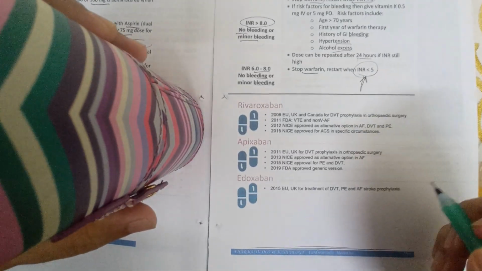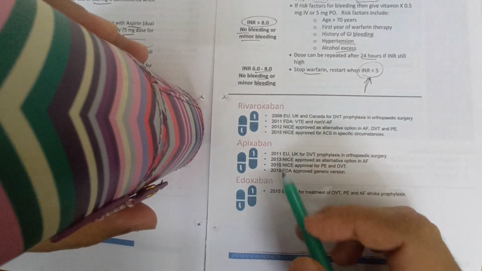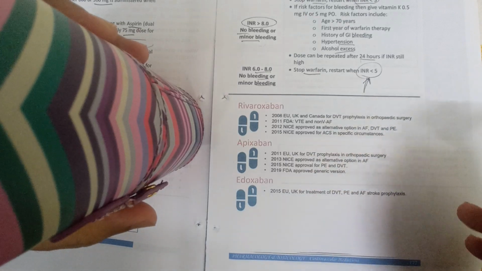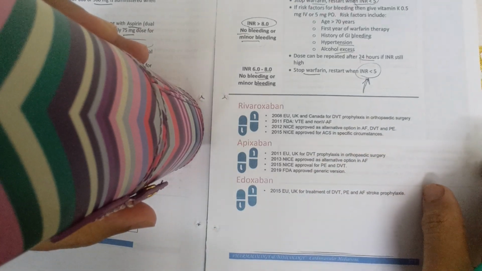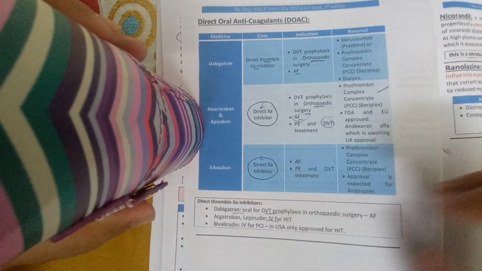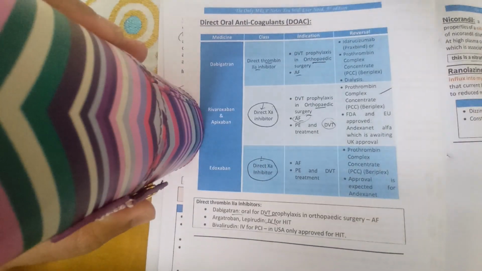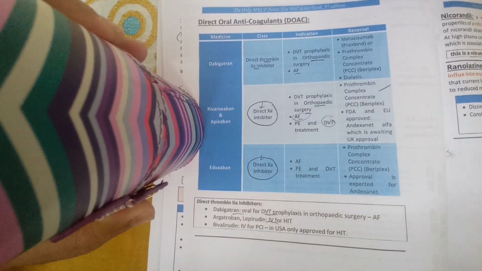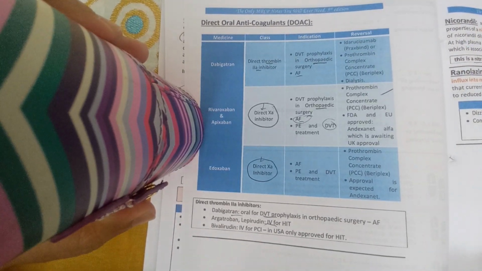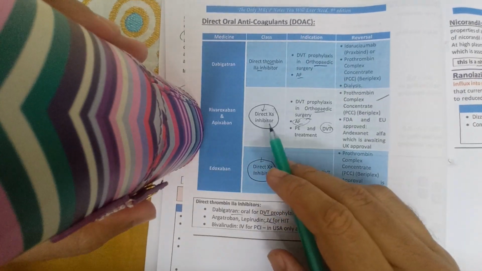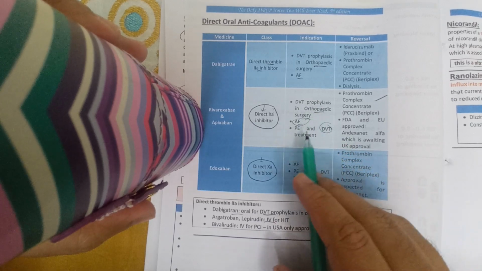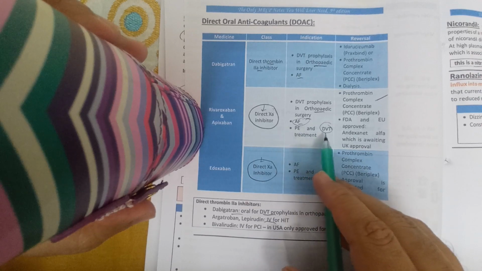Okay, the next medications are rivaroxaban, apixaban, edoxaban. These are comparatively new medicines which are available for DVT prophylaxis and thromboembolisms. So these are the ones: dabigatran, rivaroxaban, apixaban, edoxaban. These are very commonly used nowadays. Rivaroxaban and apixaban are direct 10A inhibitors, and they are usually used in DVT prophylaxis in orthopedic surgery, AF, and also pulmonary embolism and DVT treatment.